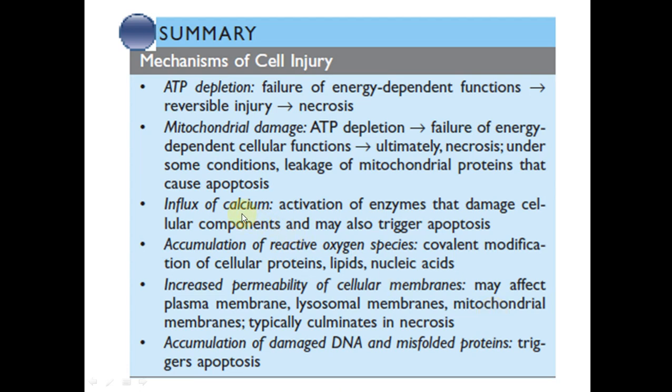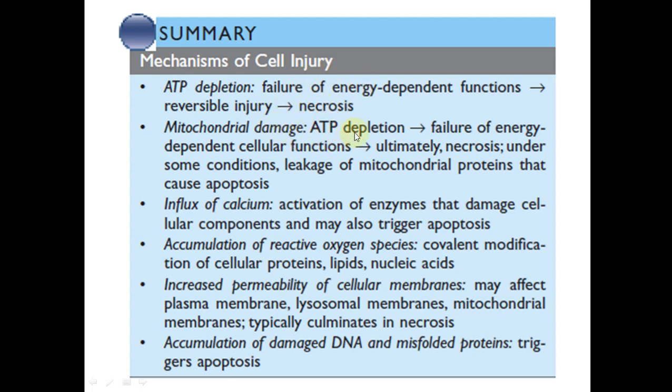So coming to a summary of what we discussed in the mechanism of cell injury, number one is ATP depletion. When there is no ATP, multiple processes inside the cell, for example ionic transport, the sodium potassium ATPase pump, and calcium transport, all these energy dependent functions become defective, and they will cause irreversible injury to the cell that will culminate in necrotic cell death.